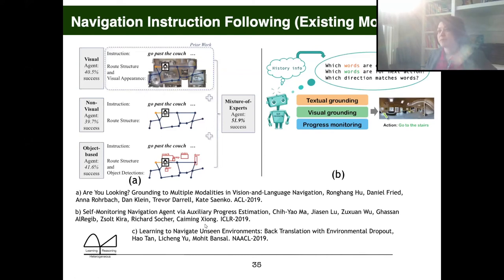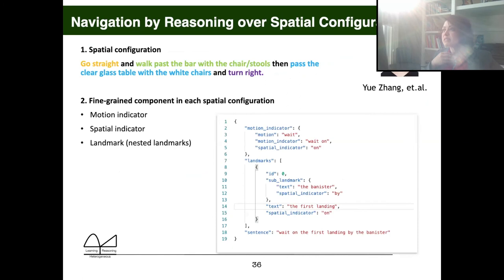And this is not applicable for real world, serious real world applications. So what we did in this direction, that is the work of Jocelyn, was try to model the spatial semantics of the instructions and put that structural information into, again, deep architectures. The advantage of this data and this application is that in the navigation instructions, there is no ambiguity in the spatial language.